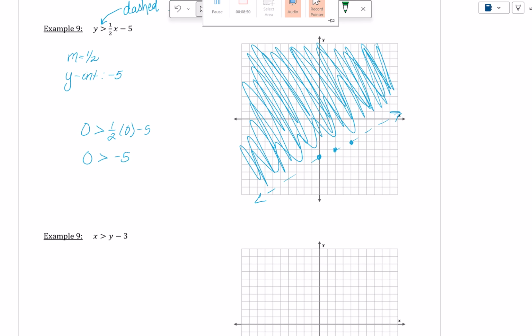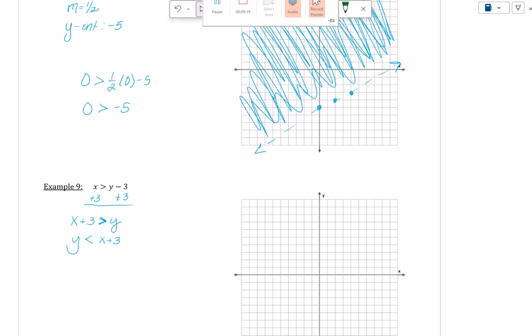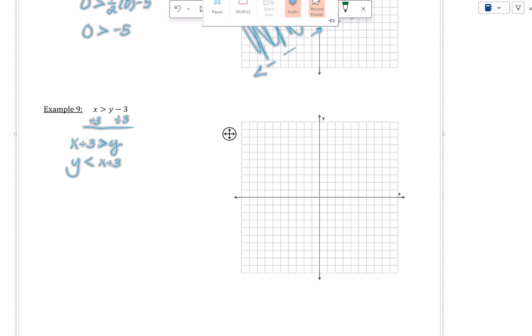So I can always move things. Like here, I could move this 3 over here so that y is by itself. And then I get x plus 3 is greater than y, which also is the same as y is less than x plus 3. Notice I changed the way it looks, but I still have the mouth of the inequality facing the x plus 3. So then I can graph that with slope-intercept form. So it crosses at 3, goes up 1/1.